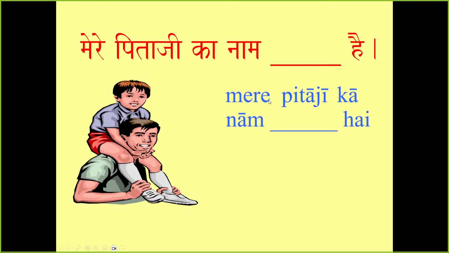Okay, so remember there are three different things. Mera is when you're talking about yourself. Meri when you're talking about your mother, and mere is when you're talking about your father. So there are three different variations. Okay, so let's say that again. Mera is for yourself when you're talking about your own name. Okay, meri when you're talking about your mother.